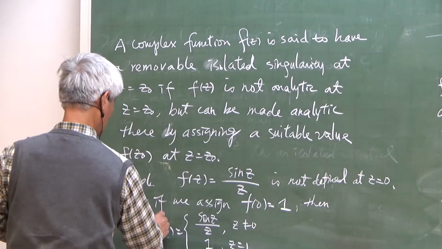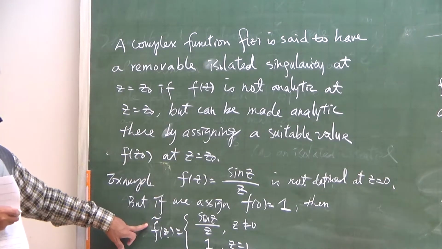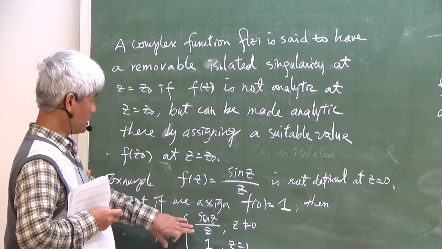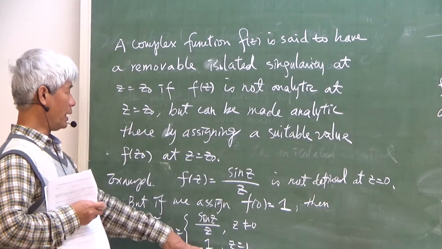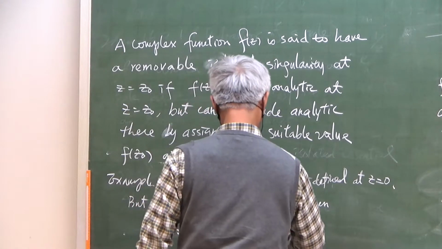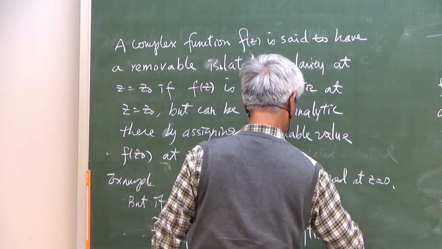So now we define a new function. We say f tilde. So f tilde is the same as the original one if z is not equal to 0, but we define it to be 1 if z equal to 0. Then this new function is analytic at z equal to 0.